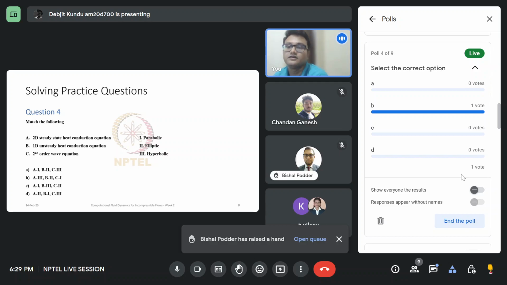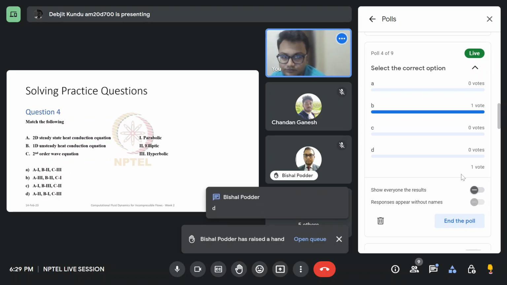In the options we have option A: A1, B2, C3. Then we have A3, B2, C1. Then we have A1, B3, C2. And lastly we have A2, B1 and C3.